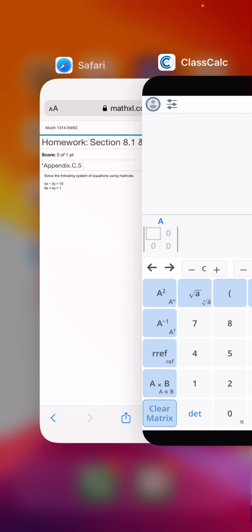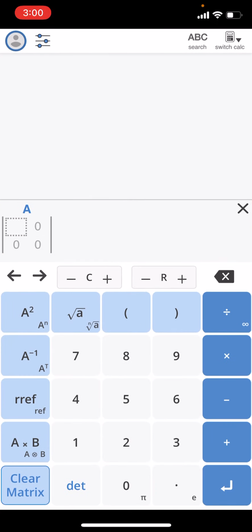That means in my matrix on ClassCalc, I need another column. Here it says C with a minus and a plus on it. I'm going to hit that plus button next to that C on this line that has arrow, arrow, minus C plus. I want to hit the plus button to create a new column.